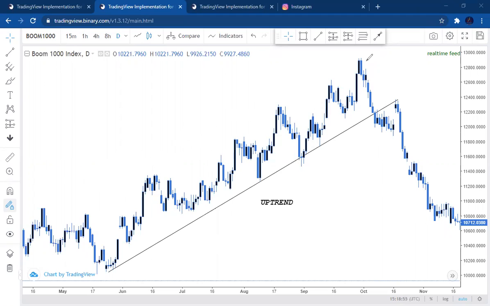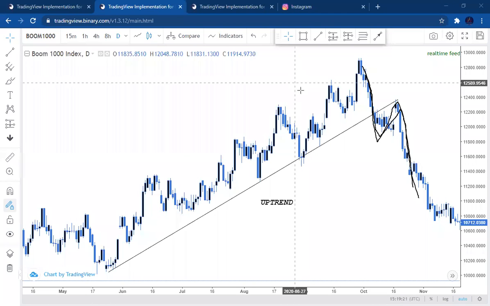Most times when price breaks your trend line, if price is to the upside and it breaks your trend line, that means it might, I'm not saying it will, it might change direction. About 70% assurance that price will change direction. You get it? So that is that.